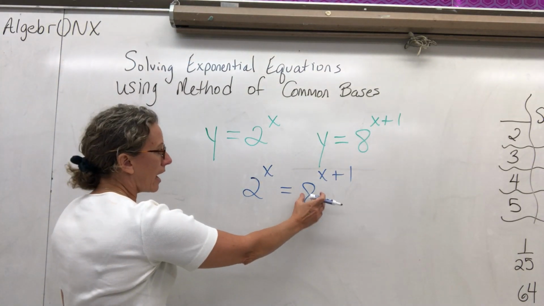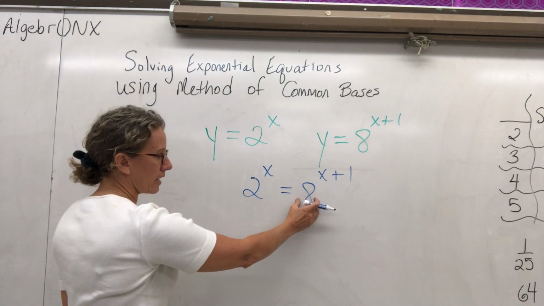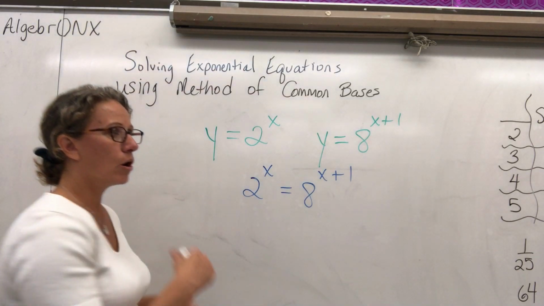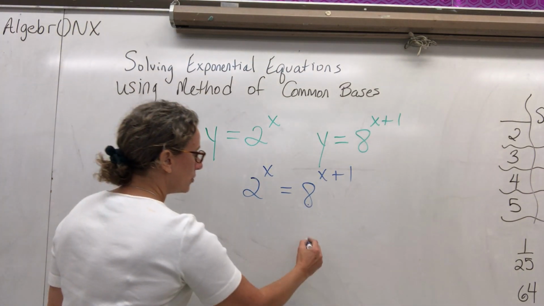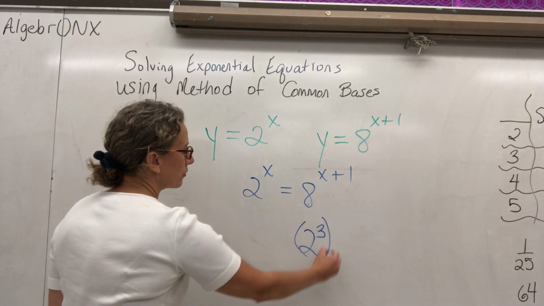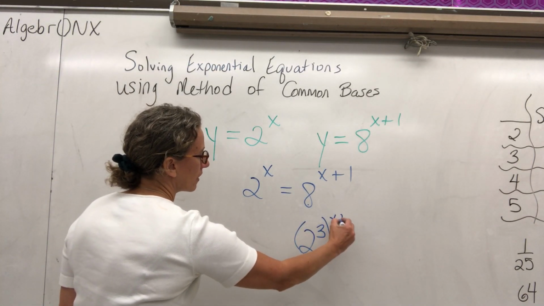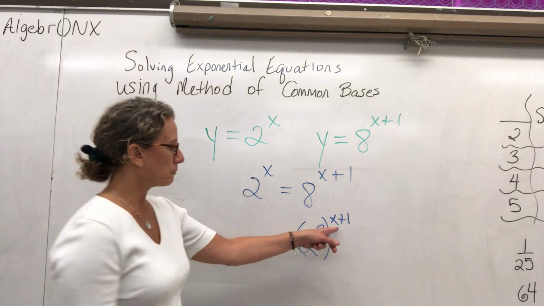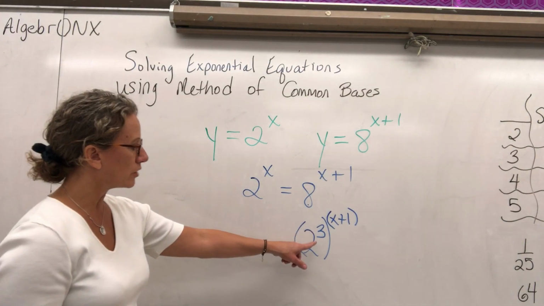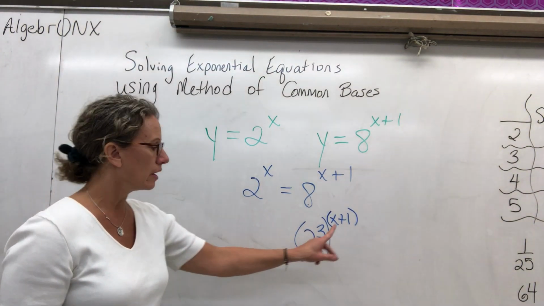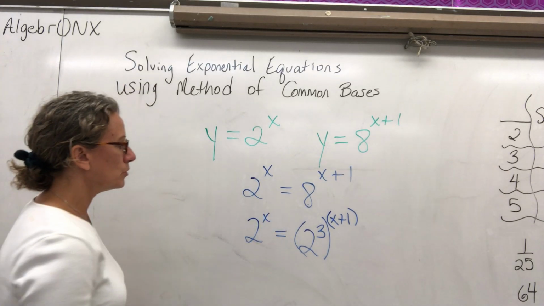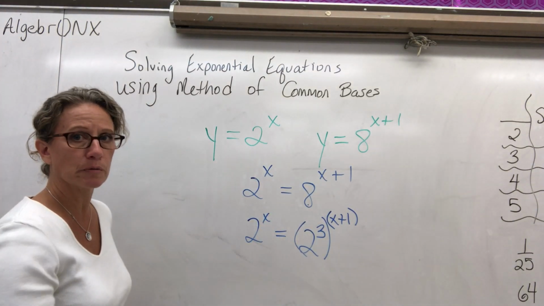So you think, how can I rewrite the number 8 as a base of 2? Recalling our chart, 2 to the third power is 8. Put that in parentheses and put the exponent on the outside. My tip for you is definitely put this in parentheses, because when I use my power to power property, I have to distribute the 3. So 2 to the x equals 2 cubed to the x plus 1.